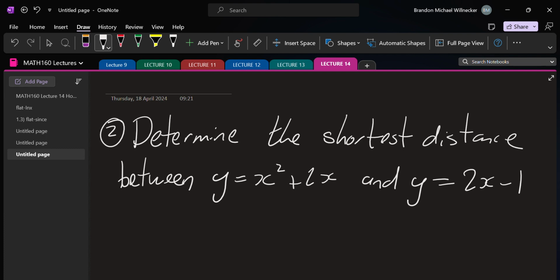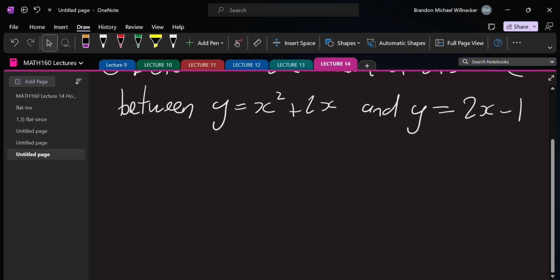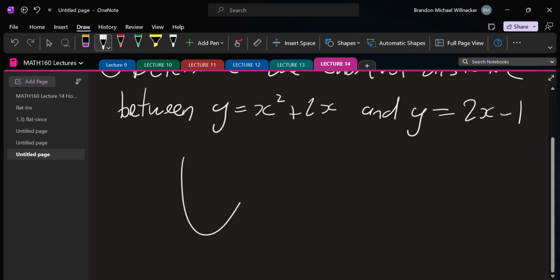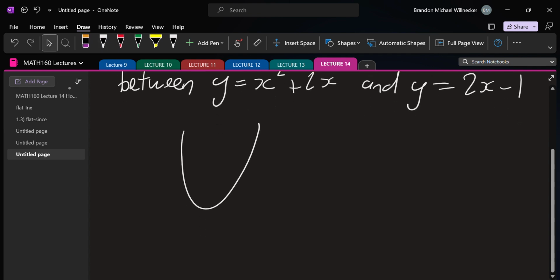Okay, so we've got these two functions. You can call the one f and g if you want, but we've got these two. We want to find the shortest distance between them. And we're going to use the fact that the shortest distance line is normal to both. Okay, that's going to help us quite a bit. So a quick sketch of this. We've got this thing over here for the parabola. Got a straight line over there. Okay, just a rough sketch so we can see what's going on.